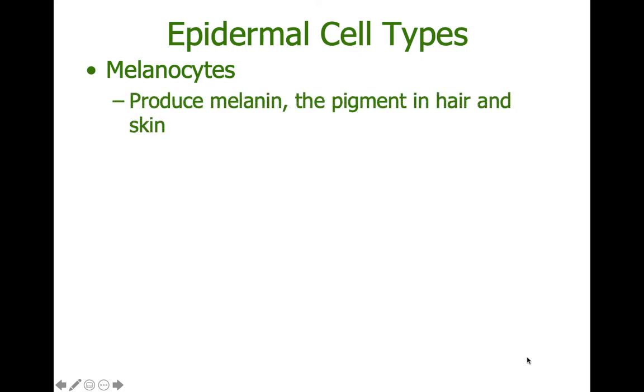There are three main types of cells that make up the epidermis, that outermost layer. First, we'll identify melanocytes. If you look at the word, it should make you think of melanin. Melanin is the pigment that we have in our hair and skin that causes some of us to have a deeper, darker skin tone and some of us to have a lighter skin tone. These melanocytes are in charge of manufacturing that melanin.